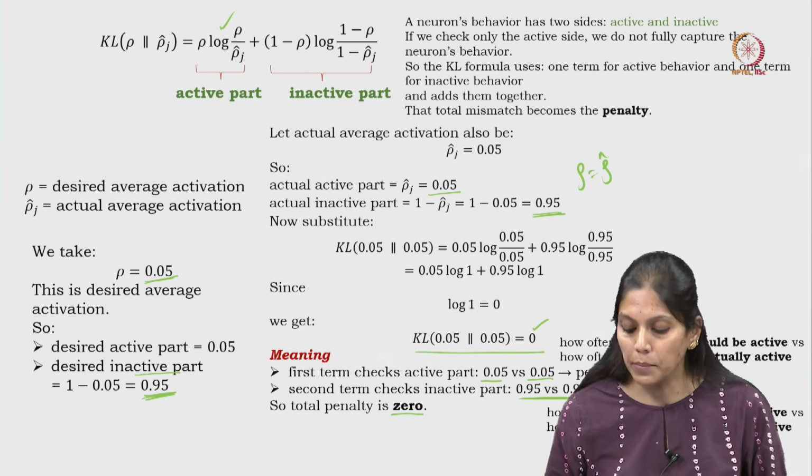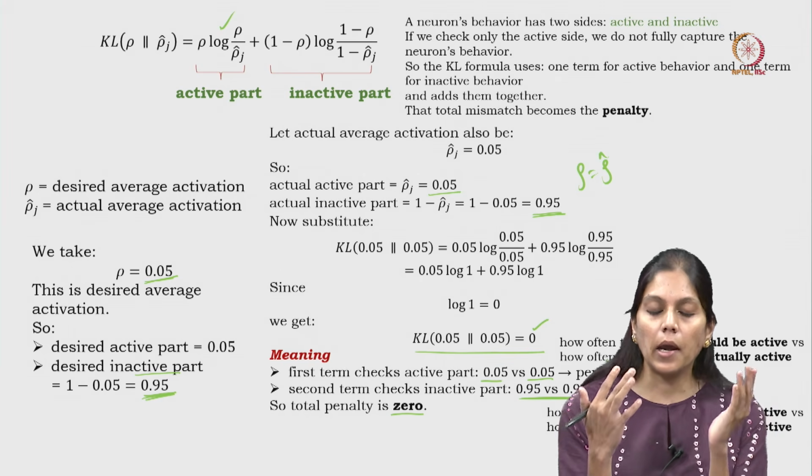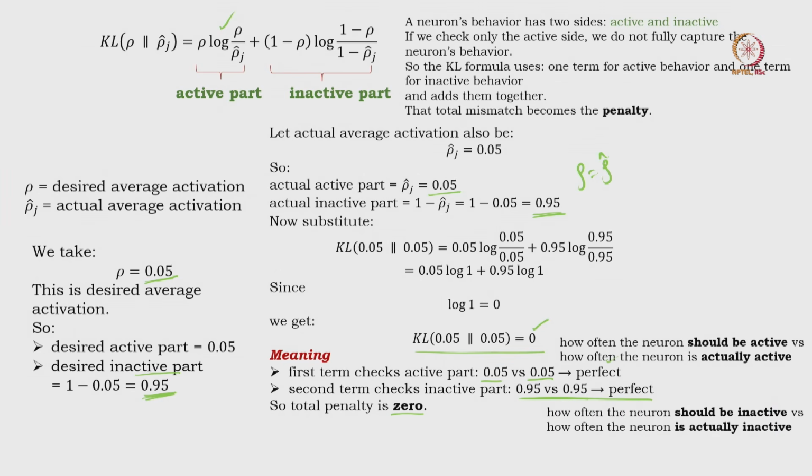Did you get this concept? So the KL divergence is considering both: how often the neuron should be active versus actually active, and how often the neuron should be inactive versus actually inactive. This will give us the overall behavior of a neuron. That is captured using the KL divergence, which has two terms. One is checking the active part, the second is checking the inactive part. I hope this is clear to you.